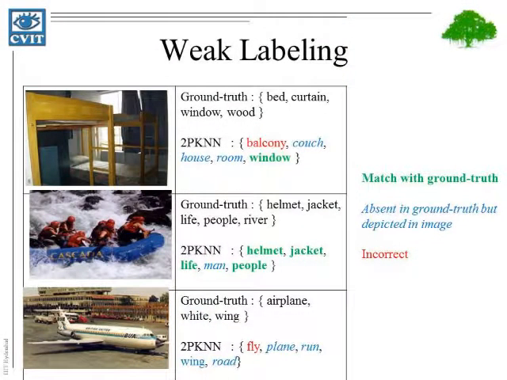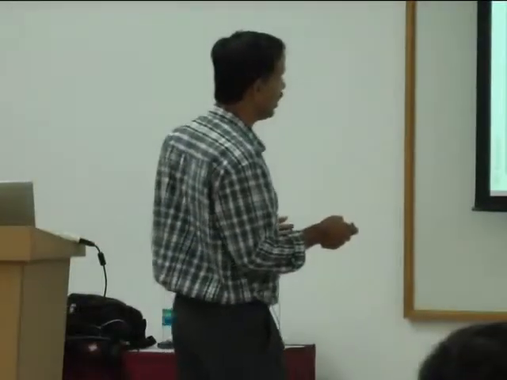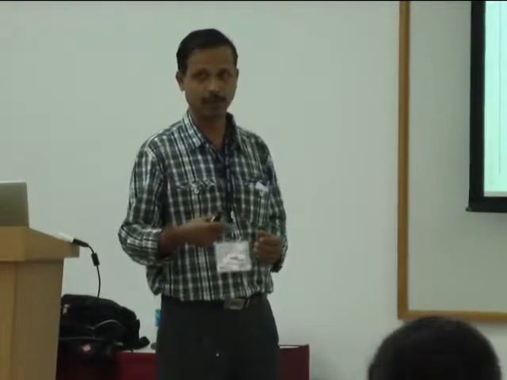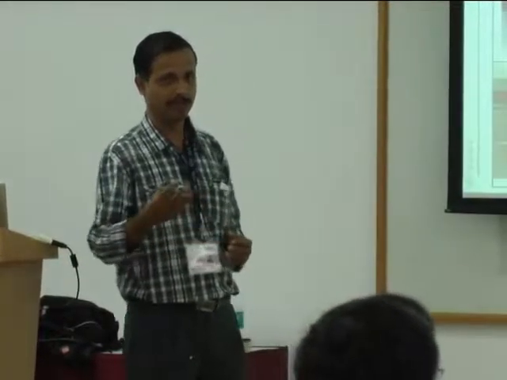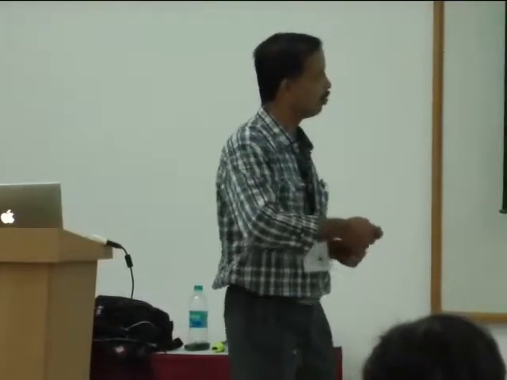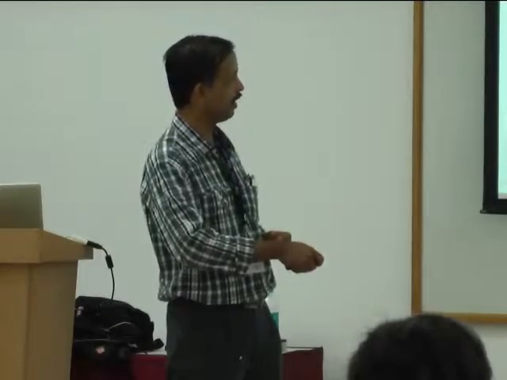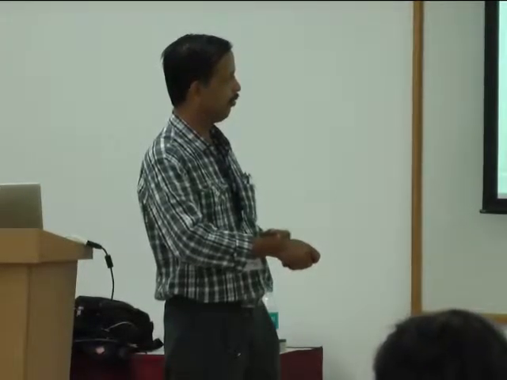This is another example of weak labeling, where many of the annotated words are actually relevant, though the ground truth says they are not relevant. When you quantitatively measure, you will have to go with the available ground truth. But if you clearly look, the words are actually more meaningful. So there, fly is possibly incorrect. Plane, run, wing, road are all absent in the ground truth.